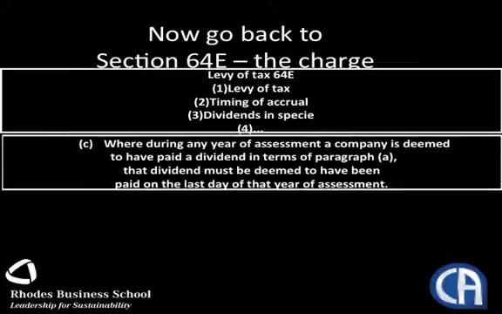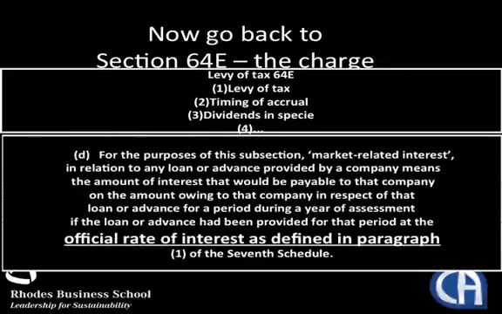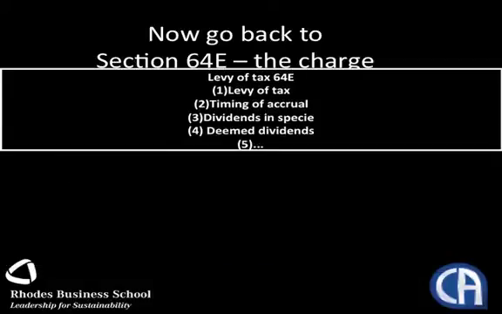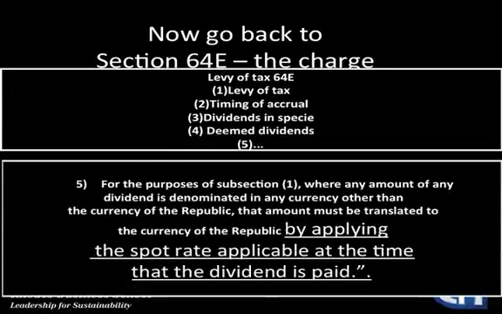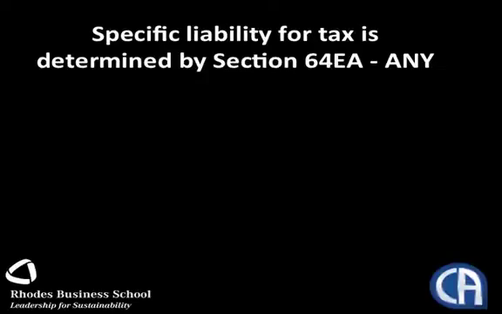64E4 then continues, and it gives you the timing of when you are deemed to have made a dividend. That's on the last day of the financial year. And then in item D, it says to pick up the market-related interest rate, you will go to the official interest rate as defined in paragraph 1 of the 7th schedule, i.e. your fringe benefits tax legislation. 64E5, very simple. If you have a foreign dividend, you will convert it to rands by applying the spot rate on the date that it is distributed.